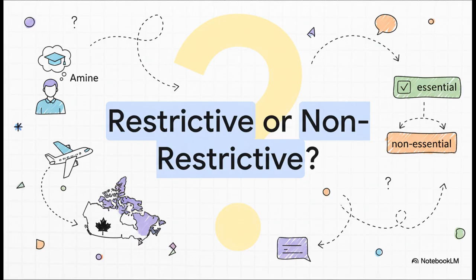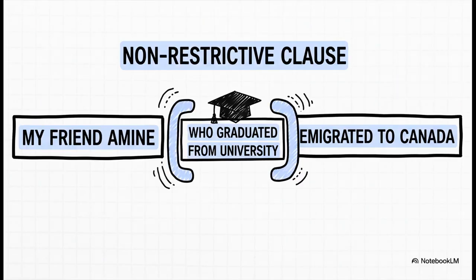Okay, last one. Let's put everything we've learned together now. You need to figure out if the clause is essential or just extra, and then you have to add the commas if you need them. Here's the sentence. And the answer is non-restrictive. The main point of the sentence is just, my friend Amin emigrated to Canada. The fact that he graduated from university, that's a cool detail, but it's extra information. And what's our golden rule? Say it with me, extra info gets extra commas. So we tuck that clause neatly right between two of them.